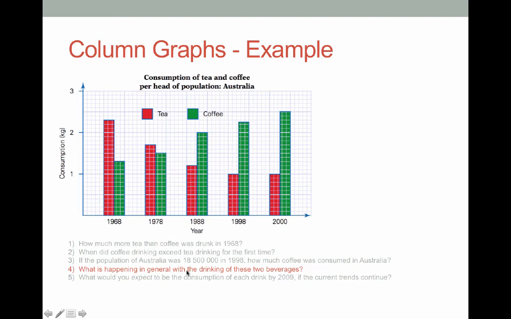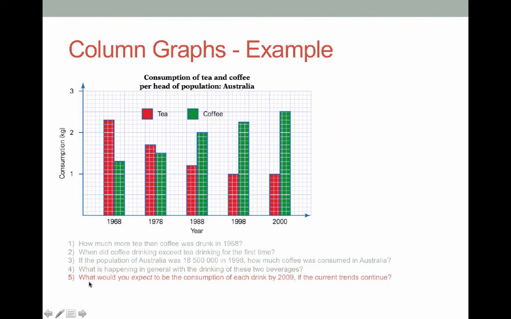Well, when we answer a question like this, they're talking about the two beverages, so our answer should mention something about the difference in the two drinks. The consumption of tea, you can see over time, is declining, and the consumption of coffee is increasing over time. That's all you really need for this answer, because that's describing what's happening to both the coffee and the tea.